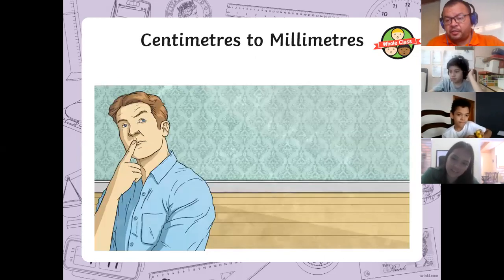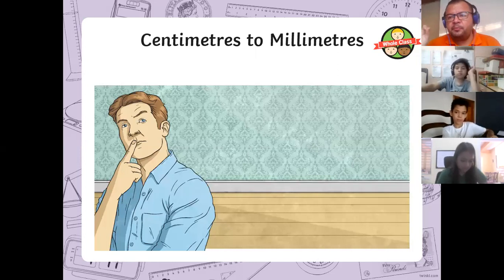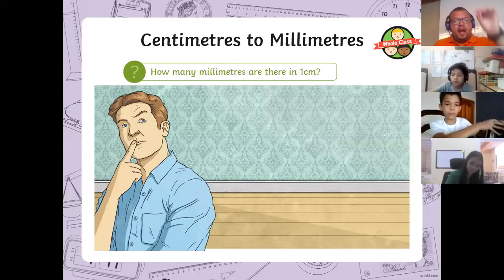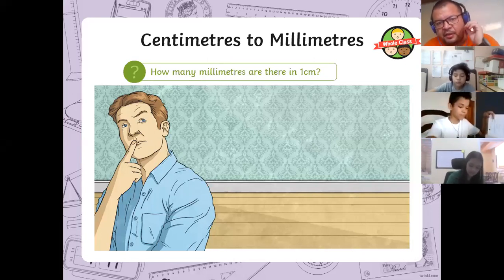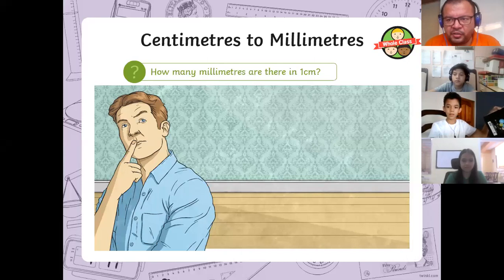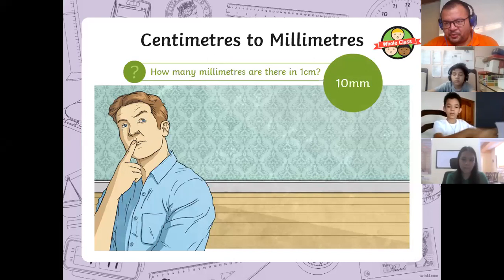Okay, how to change, put attention, and you have to write it in your notebook. How to change centimeters to millimeters. How many millimeters are there in 1 centimeter? How many do you think are? 10. You said 10. Okay. 10 what? 10 millimeters. In each centimeter, we have 10 millimeters.